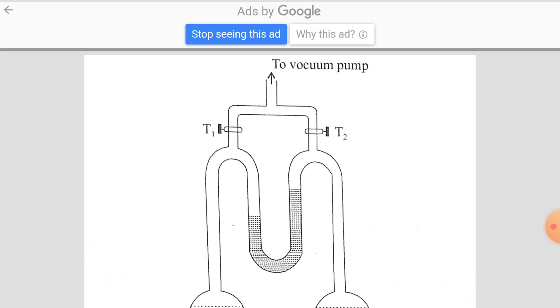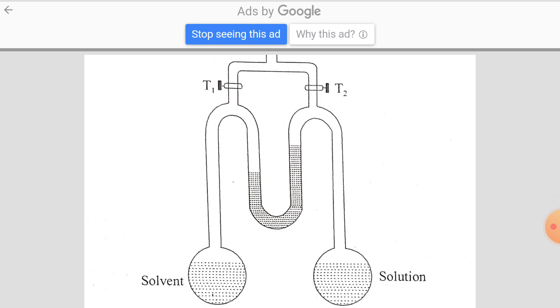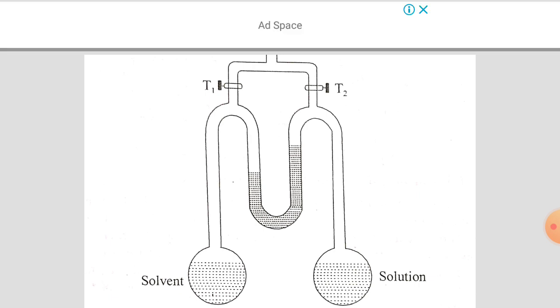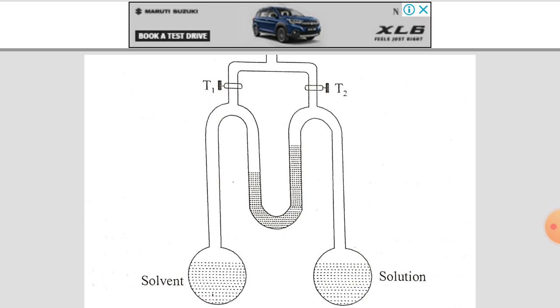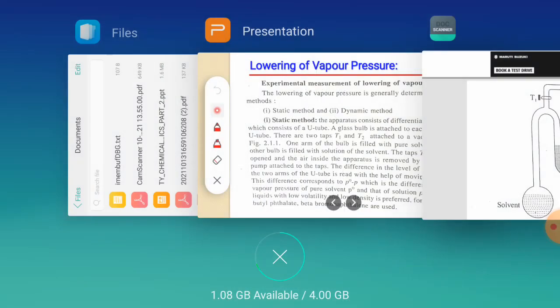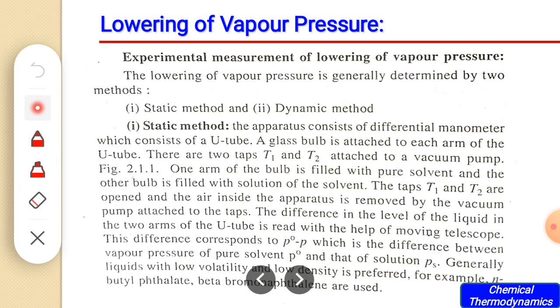connected with the vacuum pump, and this is based upon the vapor pressure of the solvent and solution. The liquid levels in these two arms will be different, and the difference between these two levels is directly proportional to P0 minus P. It's very simple to define this.